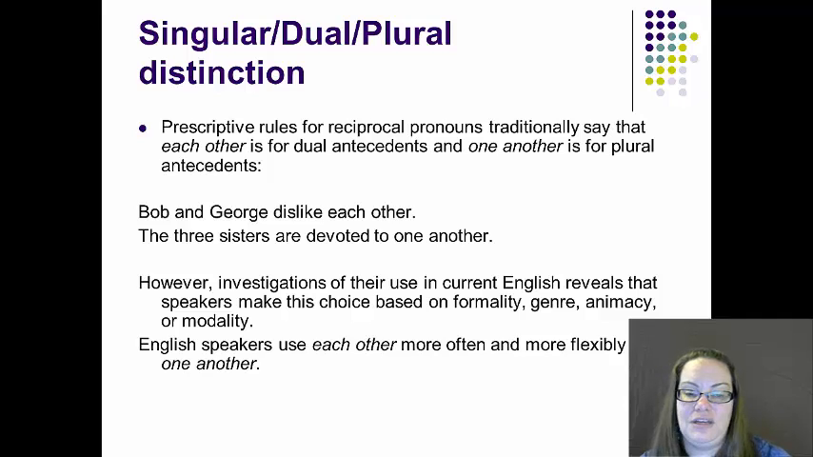Okay? However, investigations of current English use say that speakers make this choice for a variety of reasons that have nothing to do with prescription. English speakers use each other more often and more flexibly than one another. So we often use each other in both cases. But according to prescriptive rules, this is the way they should be broken down.